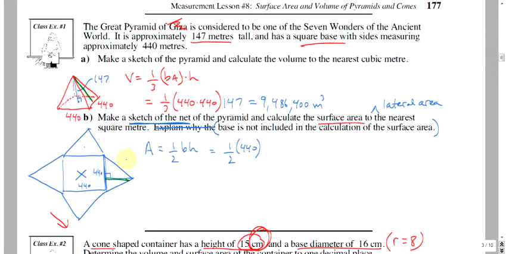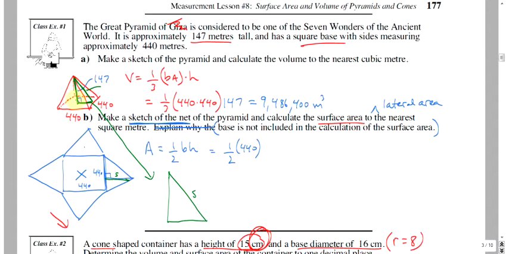So this is hard to visualize. I'm going to blow it up. You see this triangle here? That's a right angle triangle. I'm going to blow this thing up a bit. All right? I'm going to redraw it right there. Okay? I want to know the slant. That's the height of this triangle, this face.